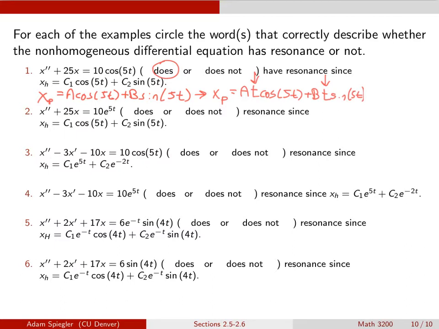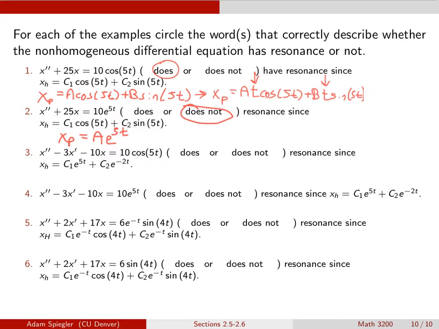Okay, and then taking a look at question number 2, the left side is the same, so we still have the same homogeneous solution. On the right side, we've got an exponential here, so these terms are nothing at all alike. So this one does not have any resonance. So for this one, our guess could simply just be a e to the 5t, and we're not going to get 0 when I plug that into the left side of the differential equation. So with that guess, we should be able to figure out what a would be.